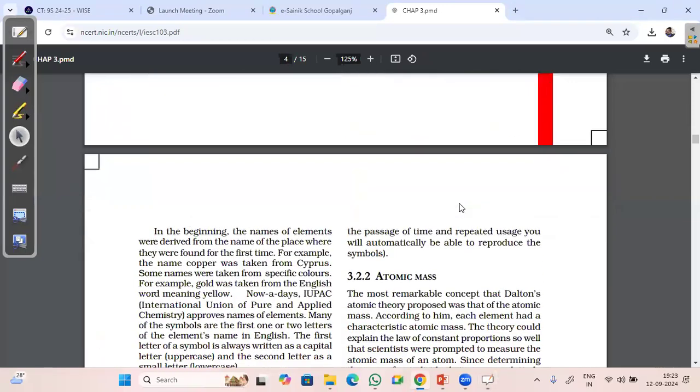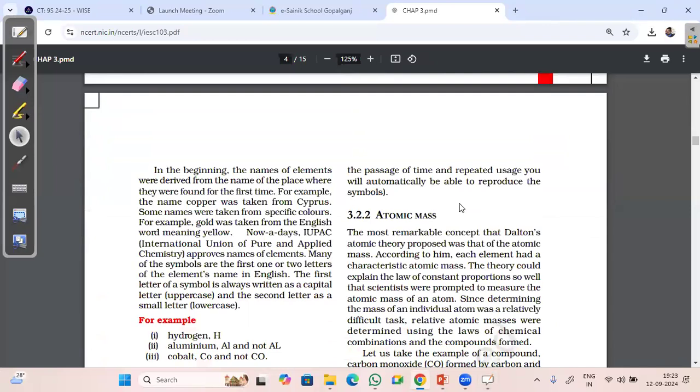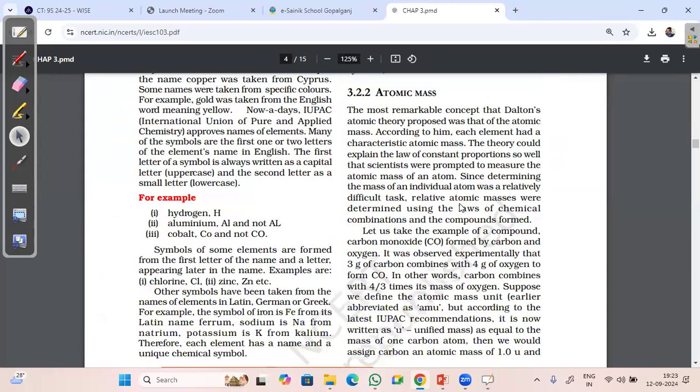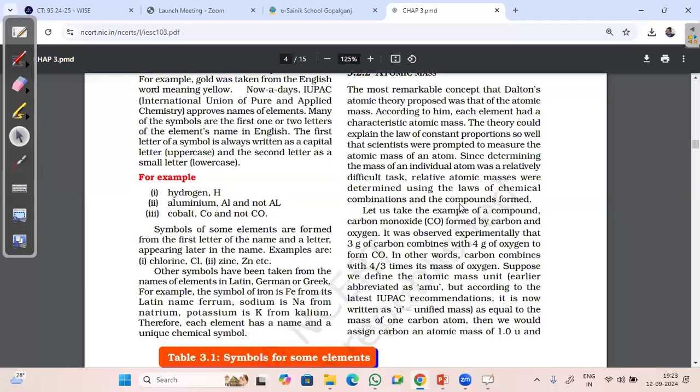These were the symbols used by Dalton, and now in IUPAC we have been given different symbols. So hydrogen H, aluminium Al. Wherever a combination of two letters is used, the first letter is written in capital and the second letter is written in small letter. For example, aluminium Al, cobalt Co, chlorine Cl, zinc Zn.